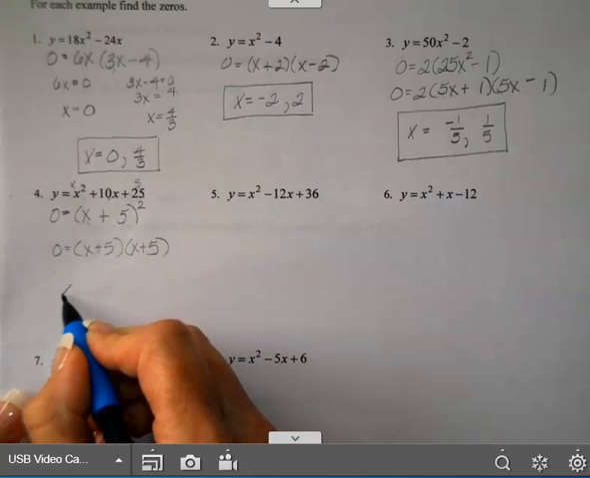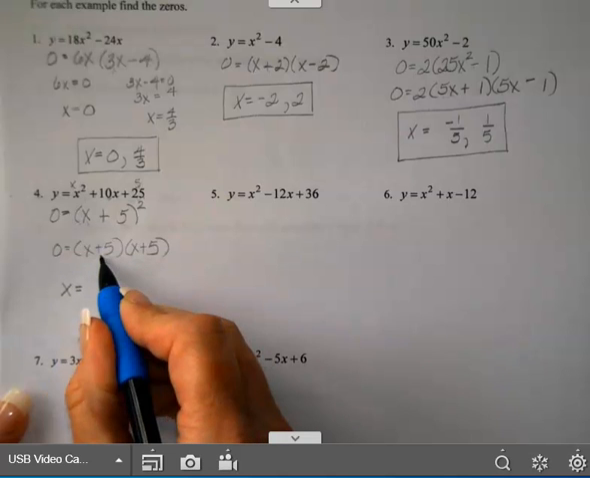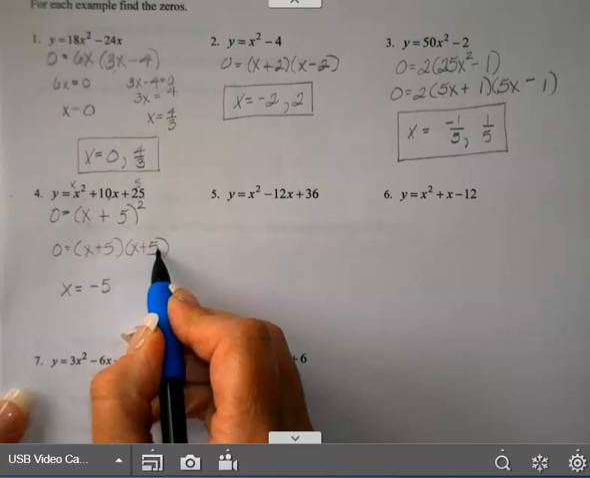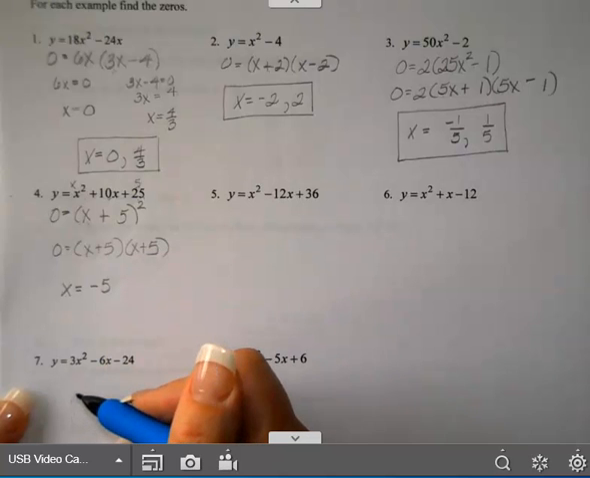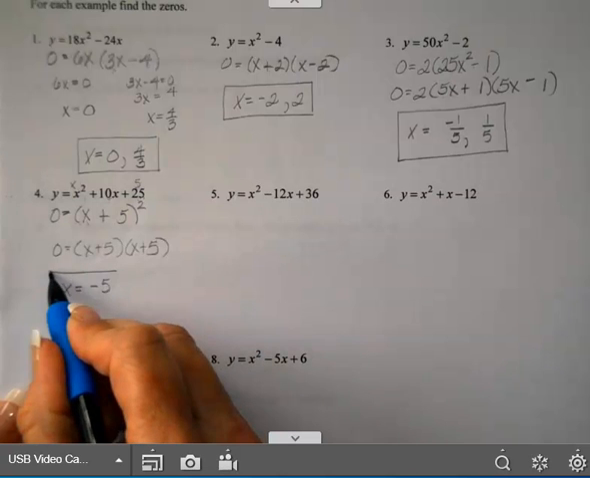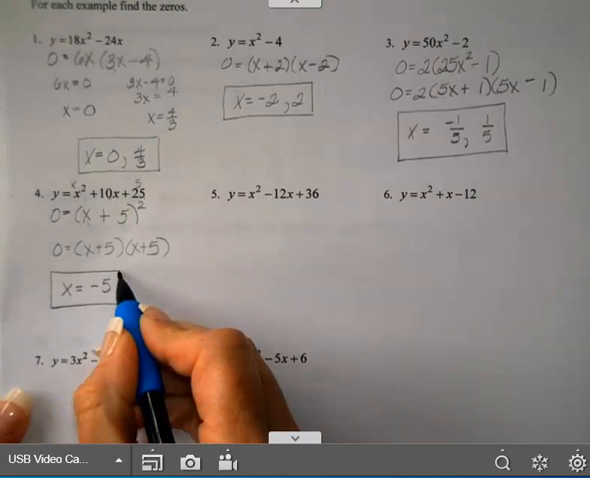For the solutions then, -5 makes this 0. -5 makes that 0. So there's one solution. It appears twice. That's called a double root, but you only have to list it once for now.